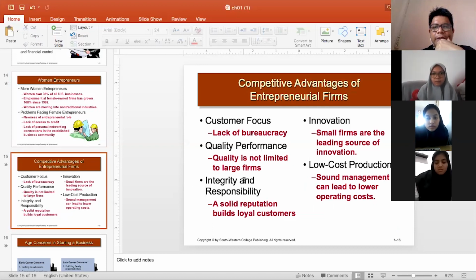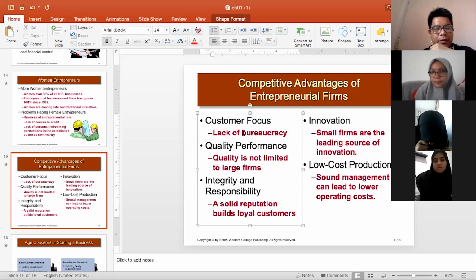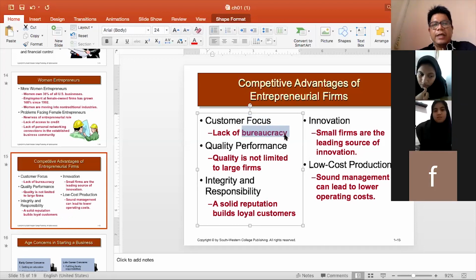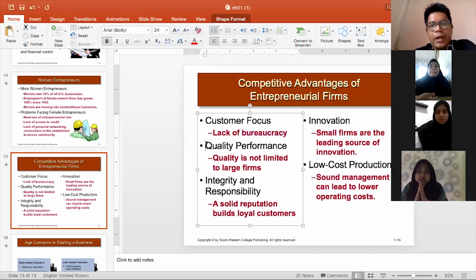Competitive advantage of entrepreneurial firms: customer focus. Okay. This is the competitive advantages of entrepreneurial firms. The first advantage is customer focus, because the firms have a lack of bureaucracy. Not like in the government, not like in the big companies. Some big companies have a really strong bureaucracy. Bureaucracy, okay, this is about how the administrative works. We are tied up by the administrative requirements actually.